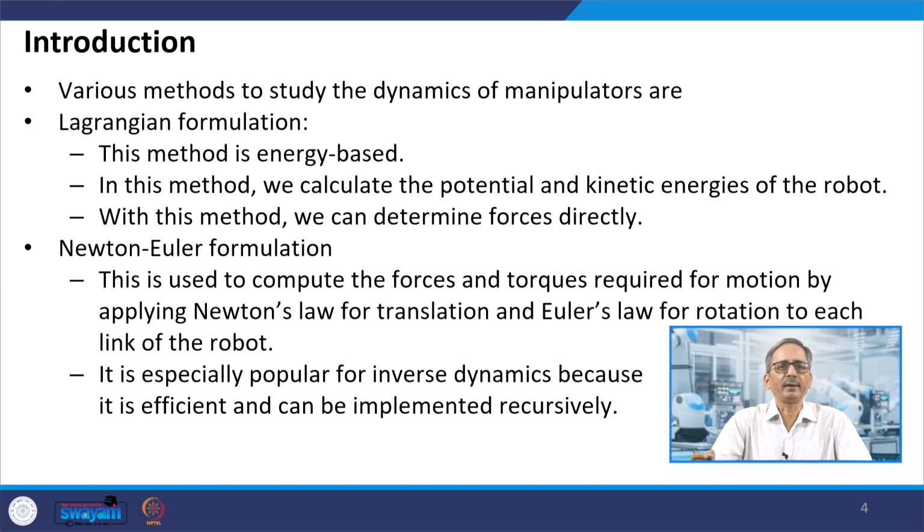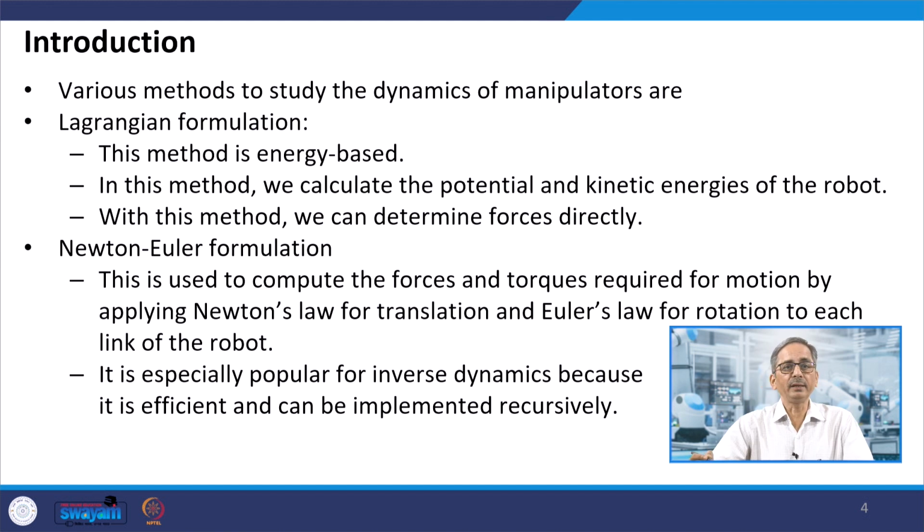There are various methods to study the dynamics of a manipulator, and one of them is the Lagrangian formulation. This method is energy based, and in this method we calculate the potential and kinetic energy of the robot, then find the Lagrangian, and using that we get the Lagrange equation, from which we can calculate the joint torque, or the joint force if it is a prismatic joint. If it is a revolute joint, then we get the joint torque.